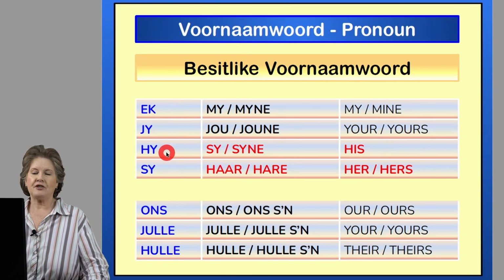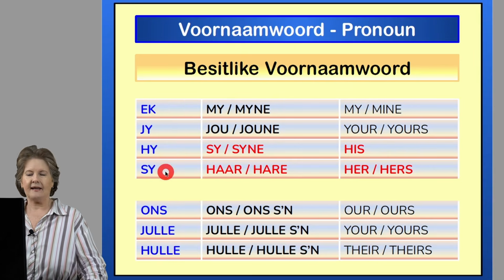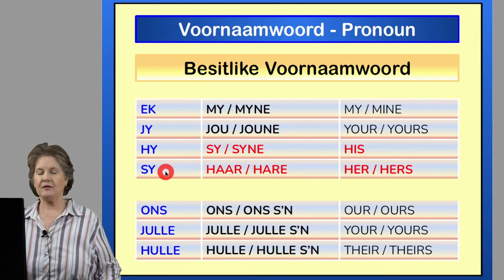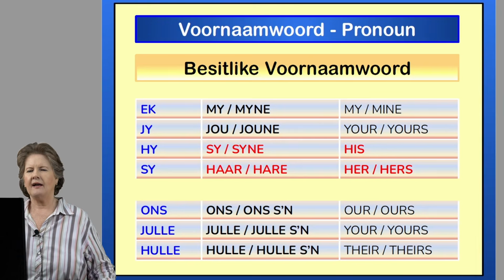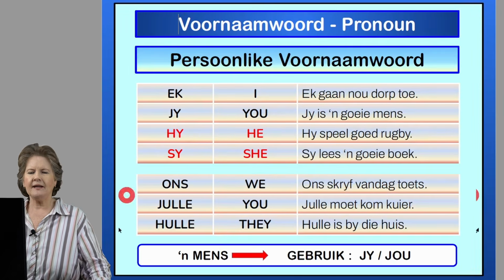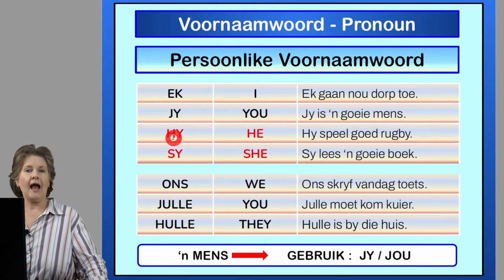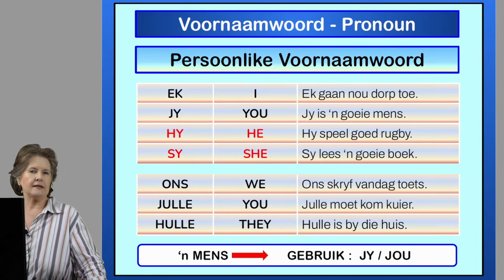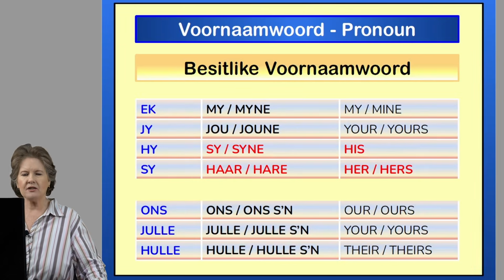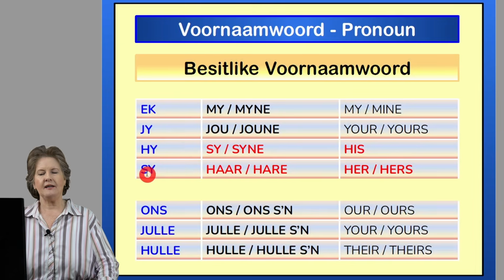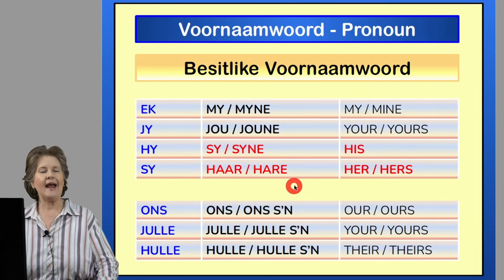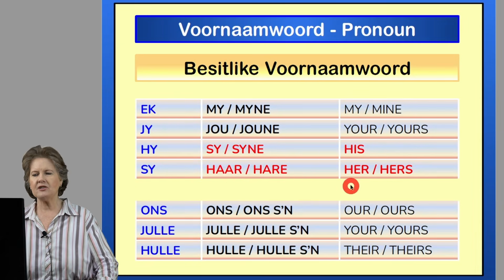So I want to actually focus on hy and sy. That is where most of you go wrong. Remember when I said in the persoonlike voornaamwoord, let's go back to that one. He is hy and she is sy. Same spelling as in English, where it concerns the letter it starts with. Now the same here. I want you to look at she. That is sy, and the 2 are haar and hare. You see the H's just like in English, her and hers.